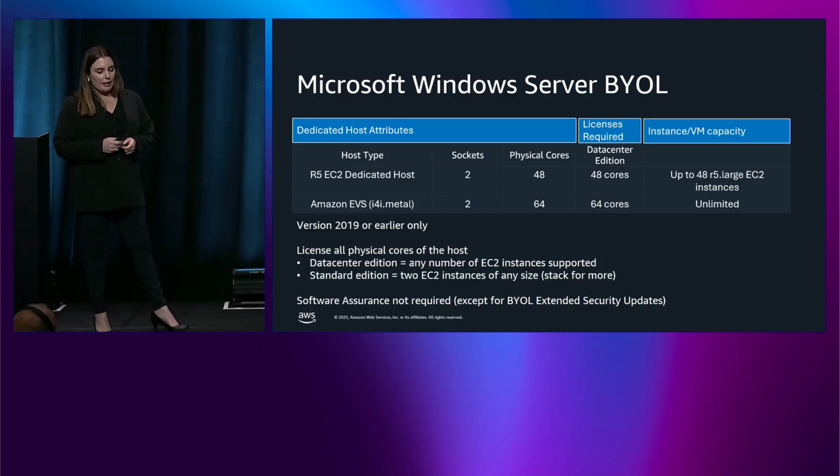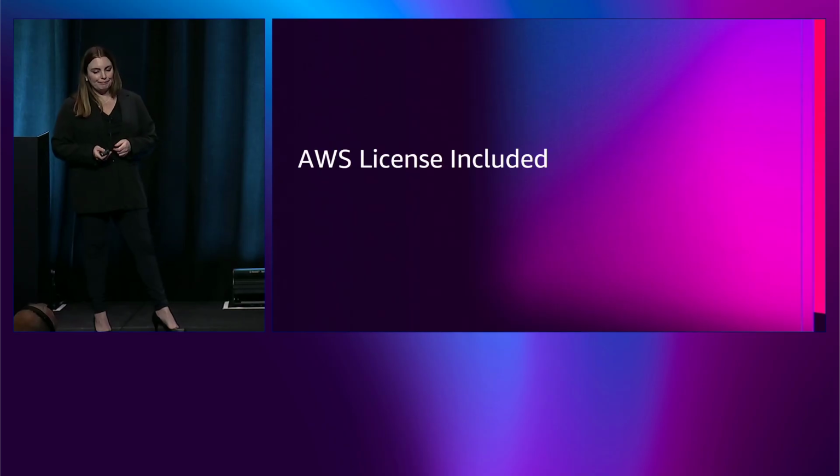Again, software assurance is not required for bringing Windows Server because it doesn't have license mobility benefits. So whether you're using BYOL or you're moving to a license included model, as Valerie mentioned, that's a great way to reduce costs at your next renewal, to lower that software assurance, as you won't be needing it.